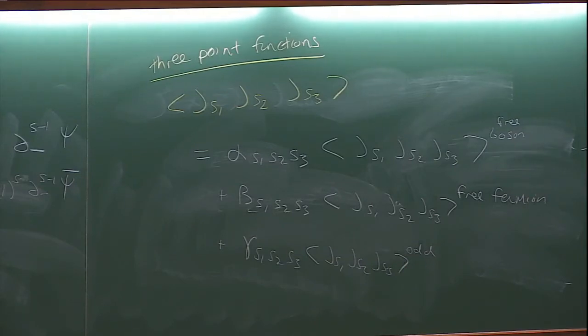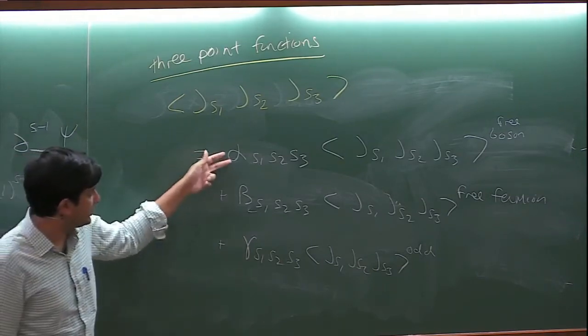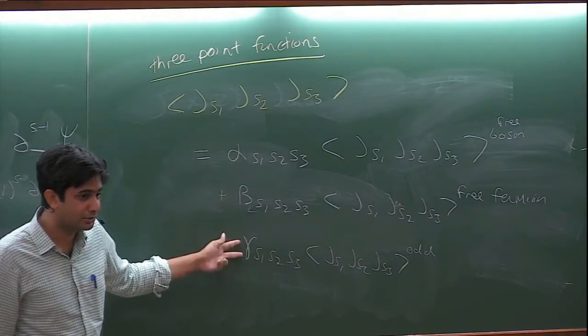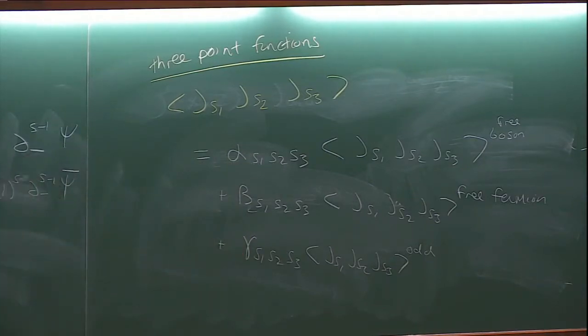For the purpose of showing that a theory with a higher spin symmetry is free, we can consider these C's as unknown and these coefficients alpha, beta, and gamma as unknown. And we just solve them by consistency, and consistency means the action of this charge on the 3-point functions.